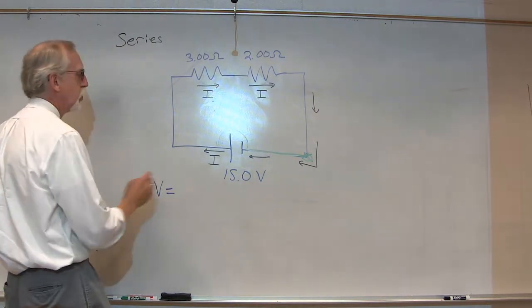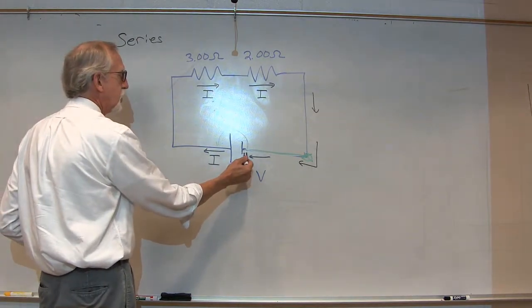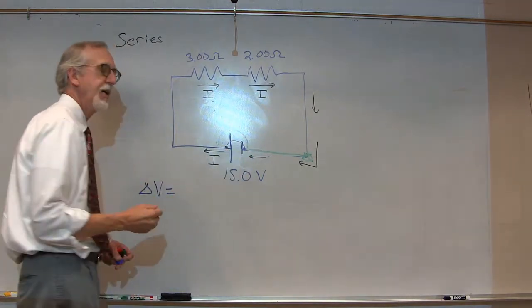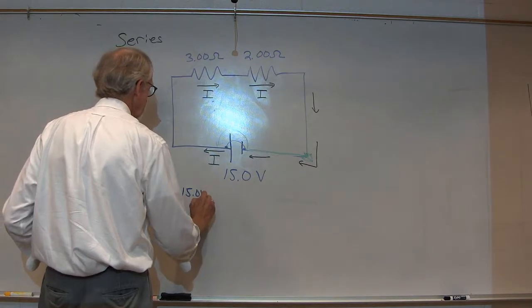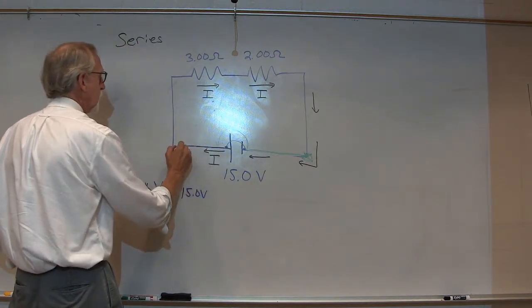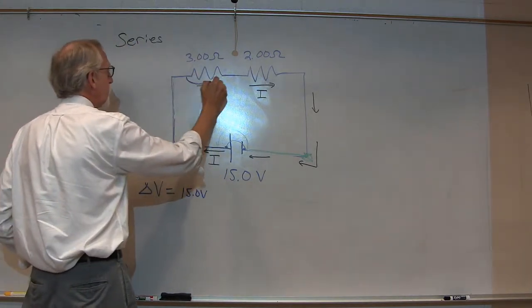Delta V is equal to, well, we're going from the low side of the power supply to the high side, so that's going to be a voltage increase, and it's an increase of 15 volts. There we go. Then we'll come along here, along here, along here. We jump across the resistor.